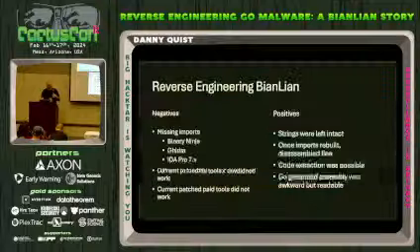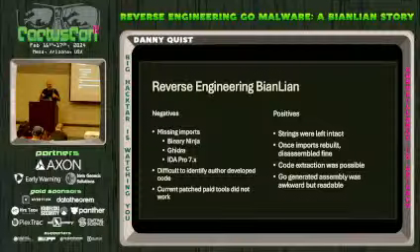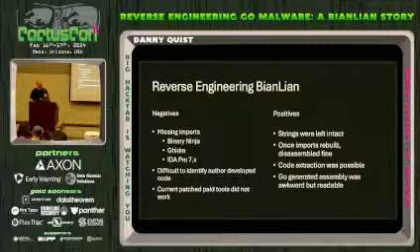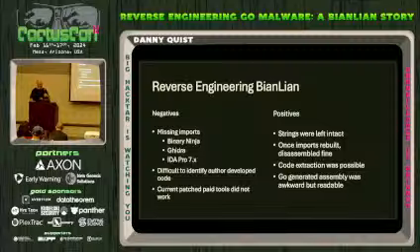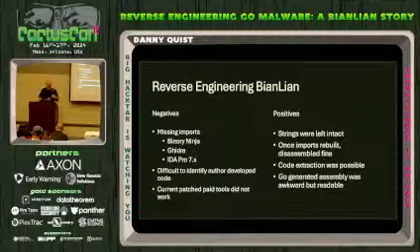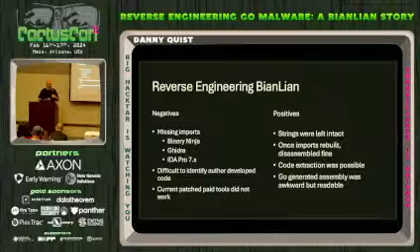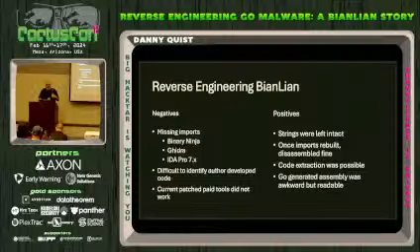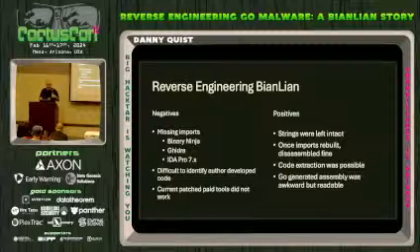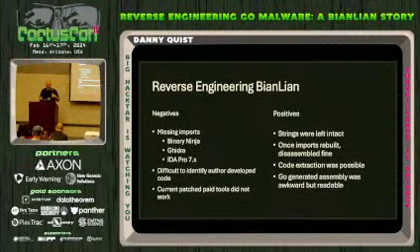Once you get started actually reversing it, the negatives are that you get missing imports in pretty much everything, except for the later versions of IDA Pro. They do a little bit better job, but it's always going to be behind the curve. It's a little bit difficult to identify the author-developed code, but there are some tools out for that. The positives were that the strings were intact, and once the imports were rebuilt, it was basically just reading code at that point. So it was fine. Code extraction was possible, and that sort of thing.